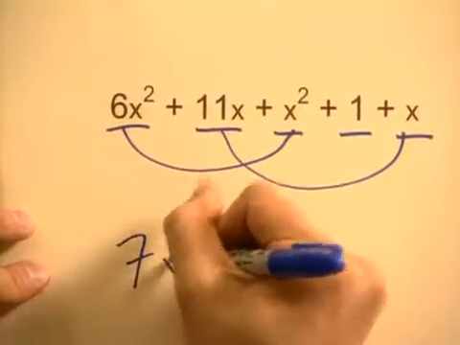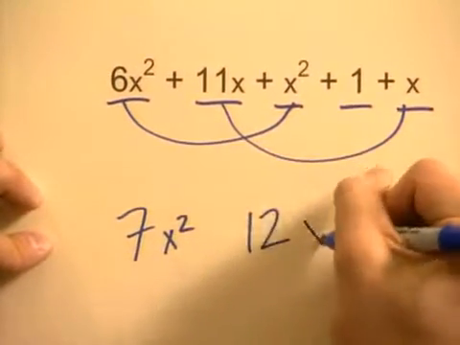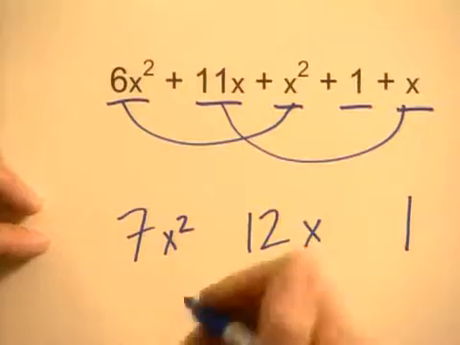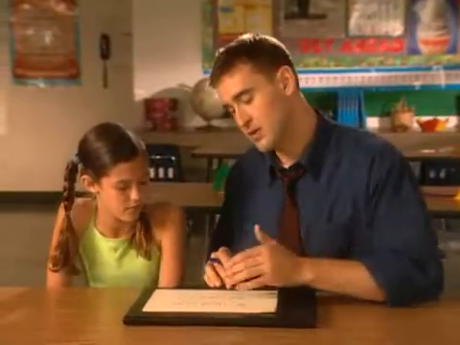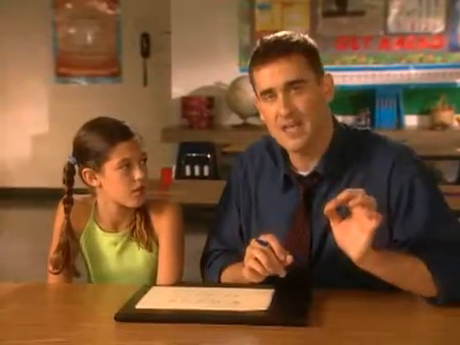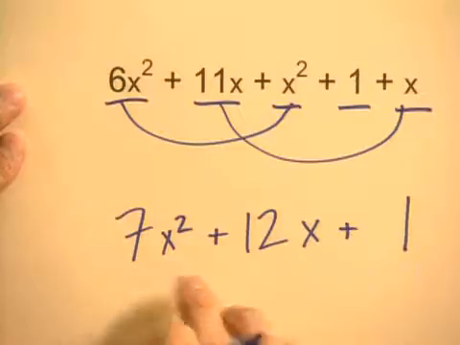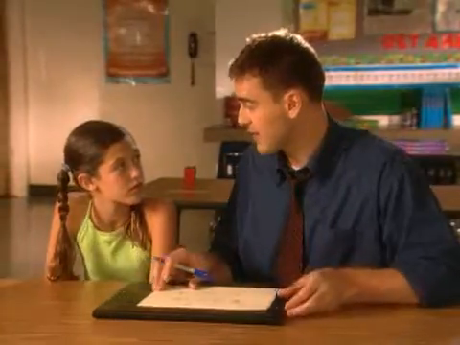6x squared plus x squared. What's that, Hannah? 7x squared. That's right. 7x squared. 11x plus x? 12x. 12x. And 1 doesn't have anyone to add them to. In between, we put pluses. So I want to also say that I put these in order from highest exponent to lowest exponent. We have x squared, x to the first, and no x. And then this is done. We put like terms together. Okay?